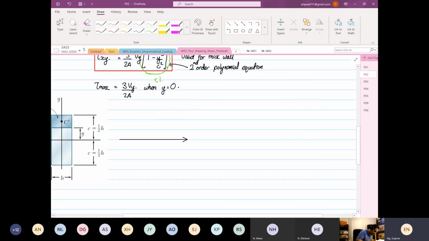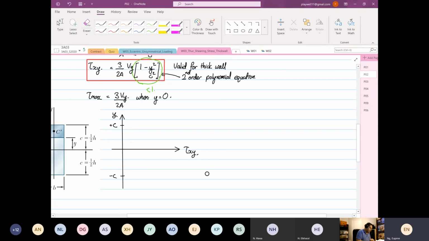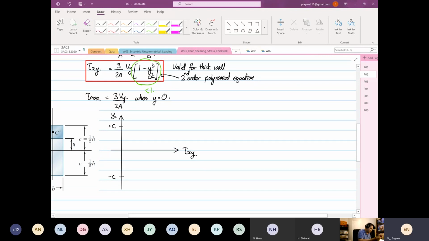So the axis I've drawn, this is your shear XY. And this direction over here, this is your Y direction. So these are your extremes, your edges. One is positive C, the other one is negative C. Positive C or negative C does not really matter because in the end you square them. So if we were to sketch this, we are aware that when Y is equal to 0, we have your tau max is equal to 3 Vy over 2A.